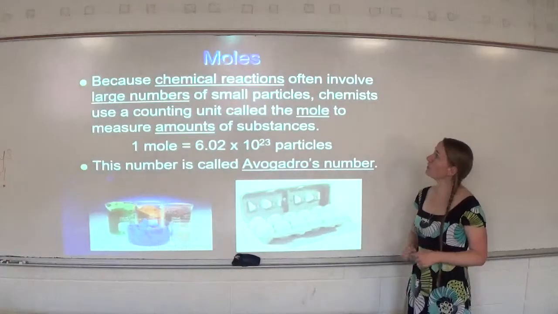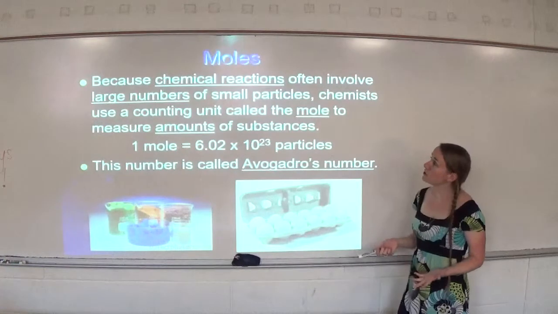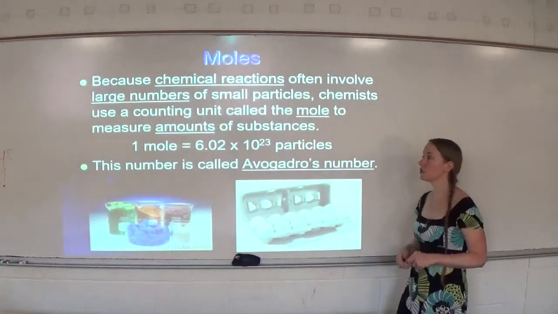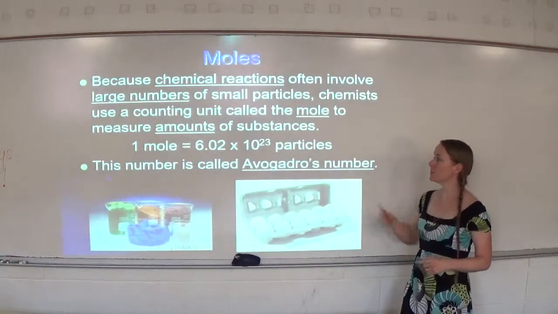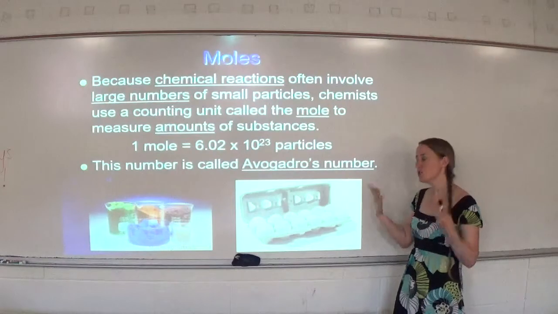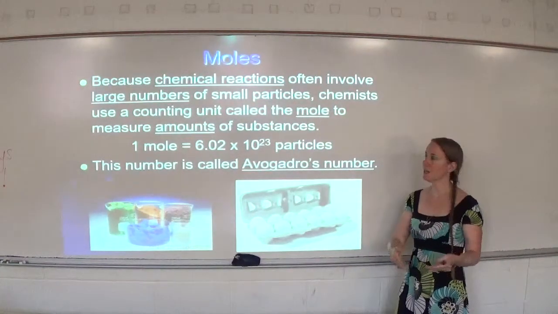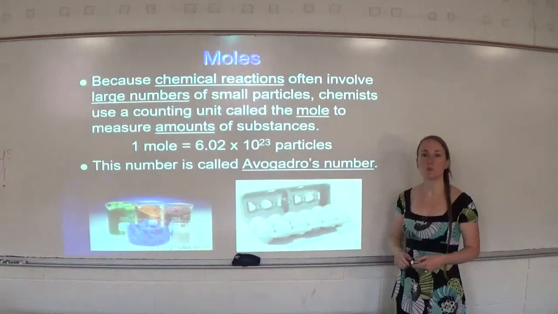Because chemical reactions often involve large numbers of small particles, chemists use a counting unit called the mole to measure amounts of substances. So 1 mole is 6.02 times 10 to the 23 particles. This number is called Avogadro's number. Like at the store, when we go buy eggs, we buy them by the dozen. 1 dozen is 12 eggs. Well, 1 mole of particles is just 6.02 times 10 to the 23 particles.